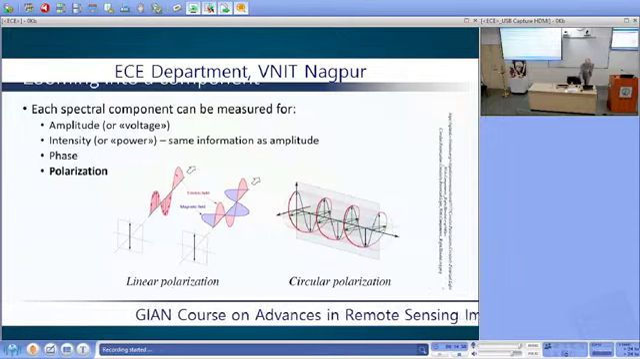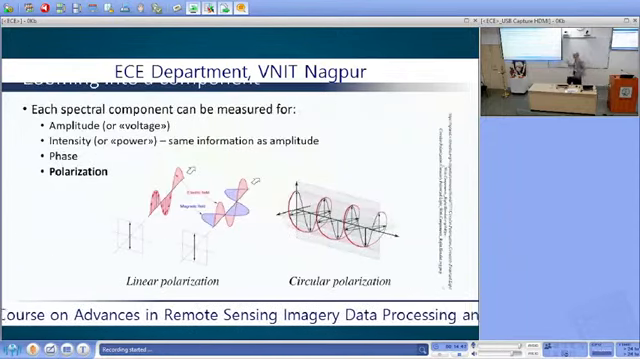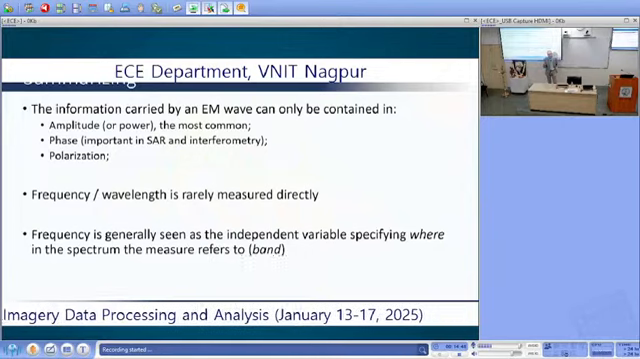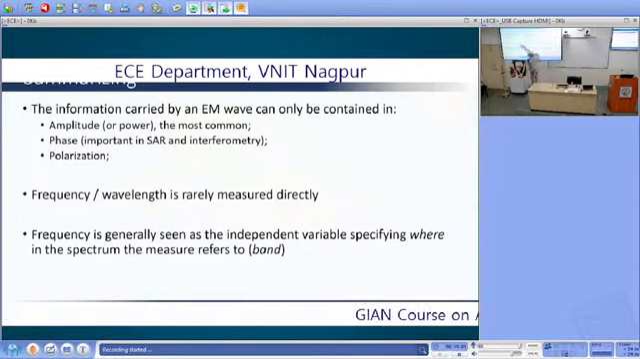And so when we carry out a remote sensing operation, we are observing a certain area, we're focusing on a certain wave coming in, we can decide to measure the amplitude, the phase, and/or polarization.